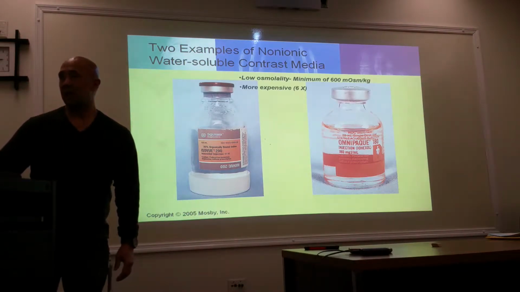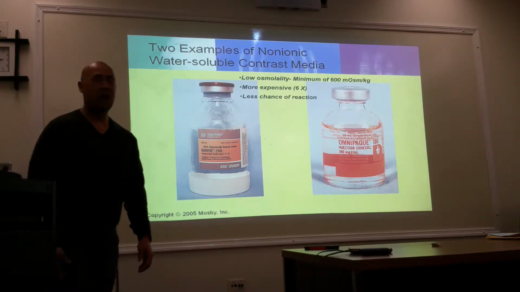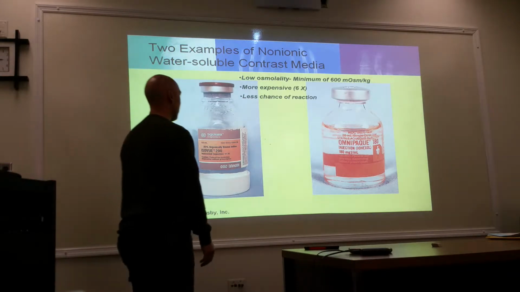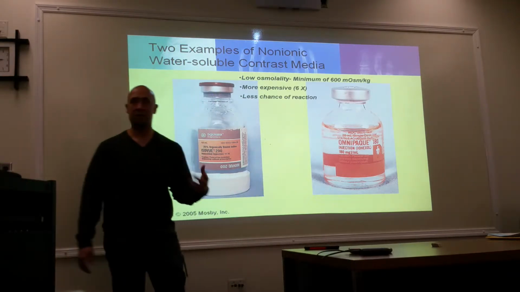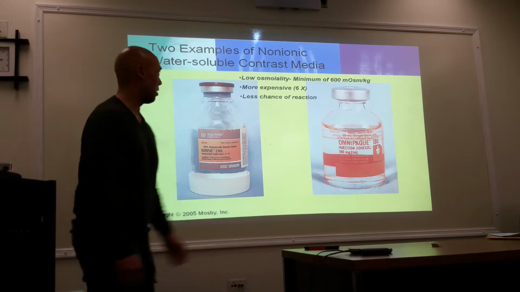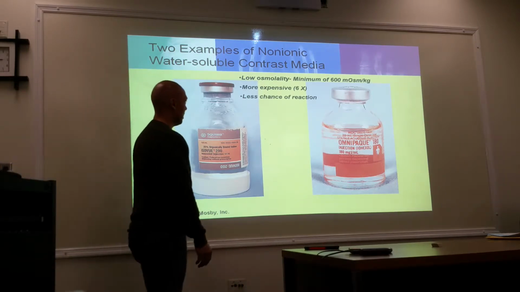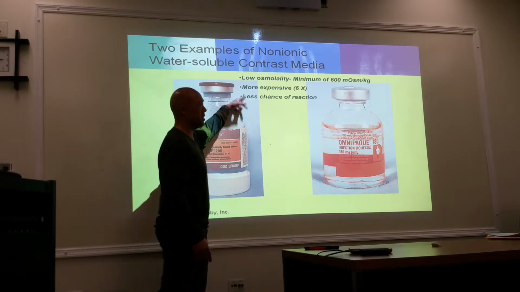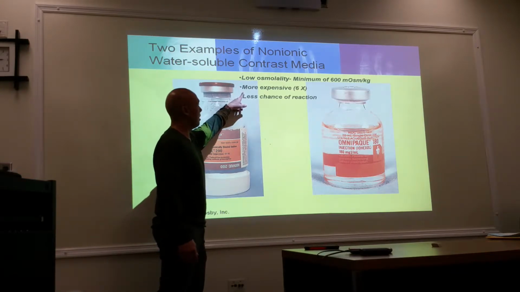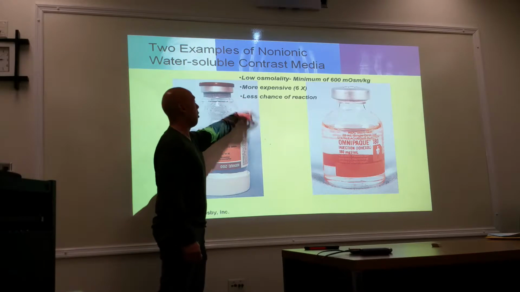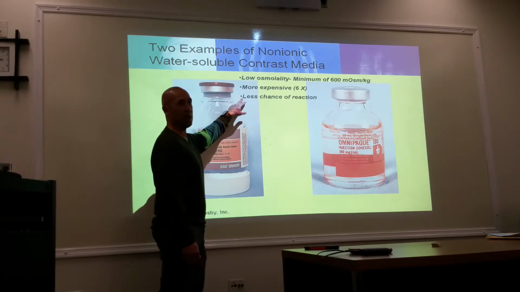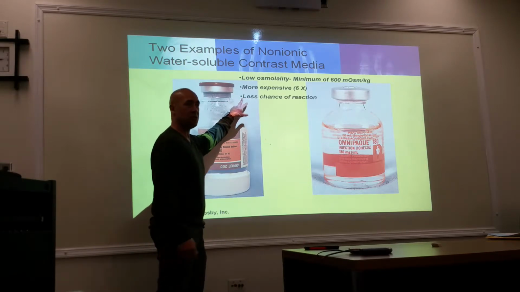So low osmolality is what we prefer. However, the problem here is that it can be more expensive than the ionic, sometimes up to 6 times more. And with the non-ionic, there is less chance of a reaction. But again, this is what they have to deal with. Do we want to pay more for it? Or do we just buy the ionic, pre-medicate our patient, and we can get away with it that way?